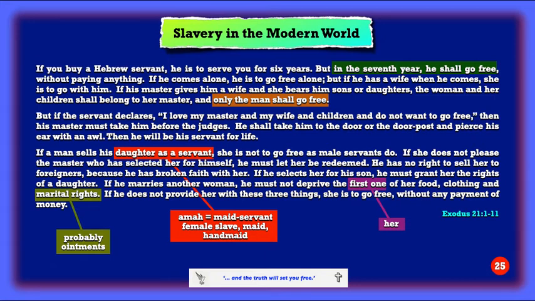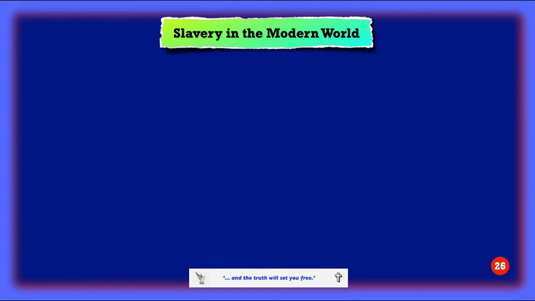Translated here as marital rights, it's more likely to mean ointments. In other words, she's got to be provided with the things that give her quality of living. Whatever the details are of this and however it's to be interpreted, the principle is clear. She is to be treated with respect, not as property. That's radically different.